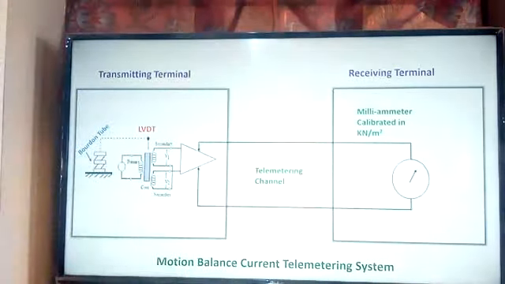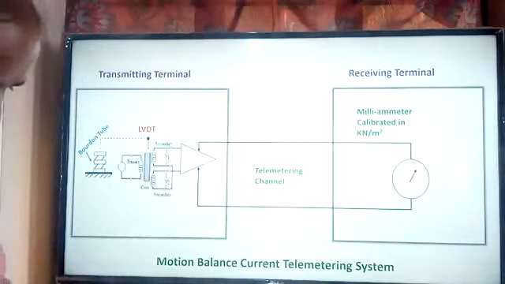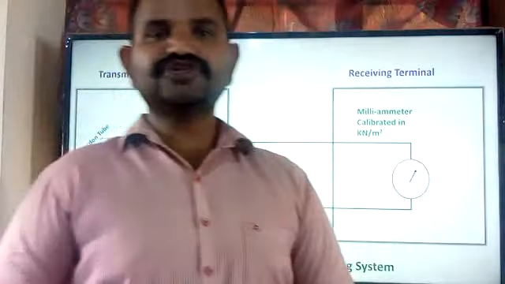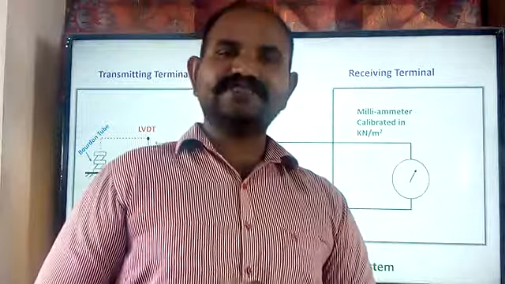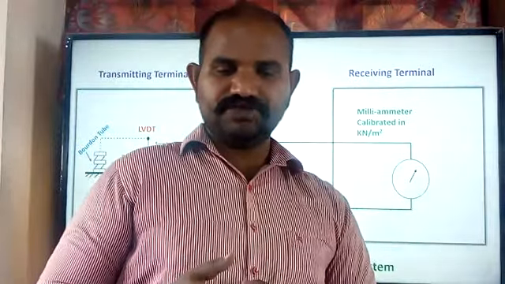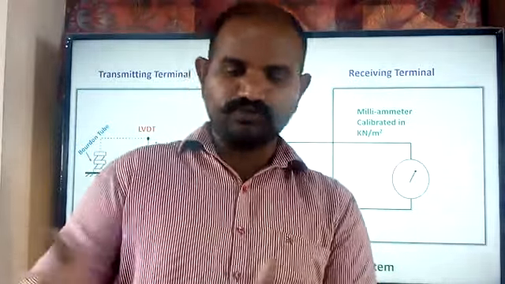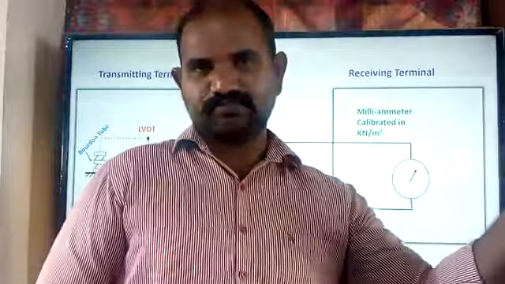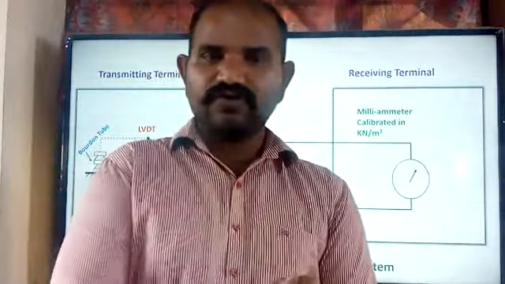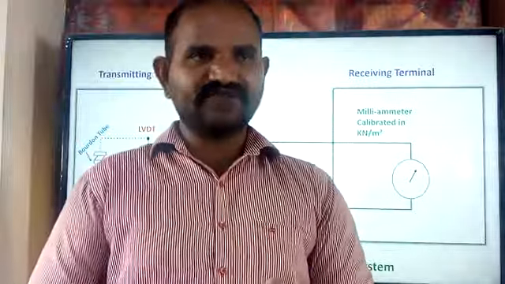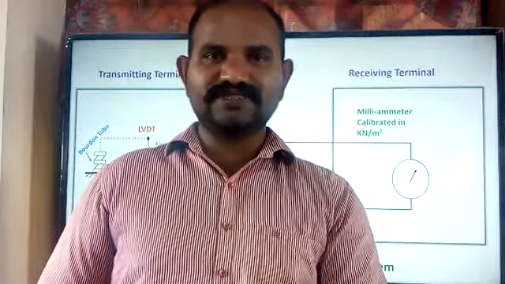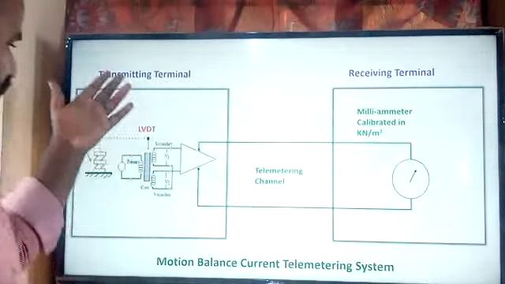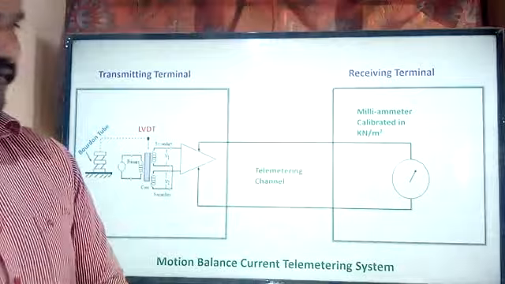In the motion balance current telemetry system, we are interested in measuring the position of the element and displaying that information, meaning how far it has moved from the reference position to another point. To measure and display that information, we are using the motion balance current telemetry system.